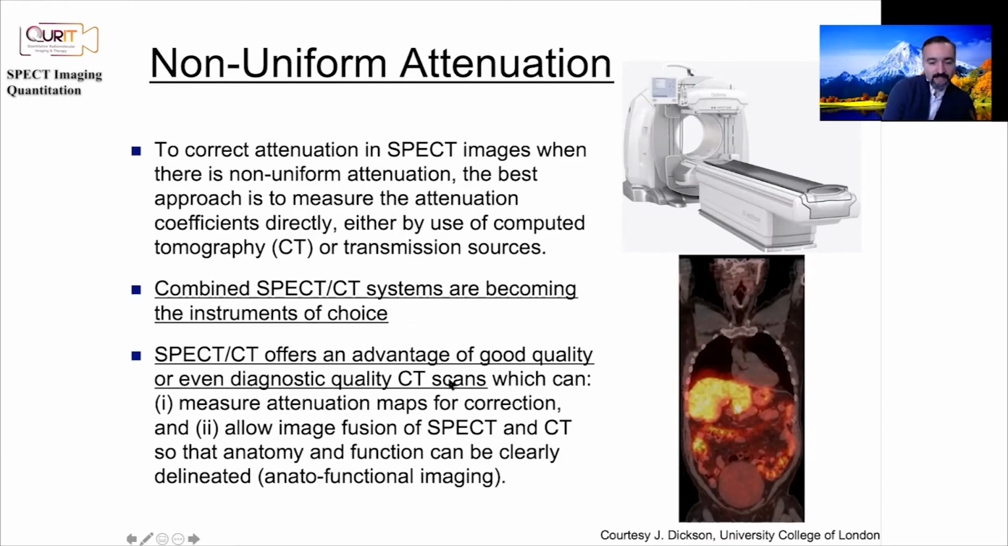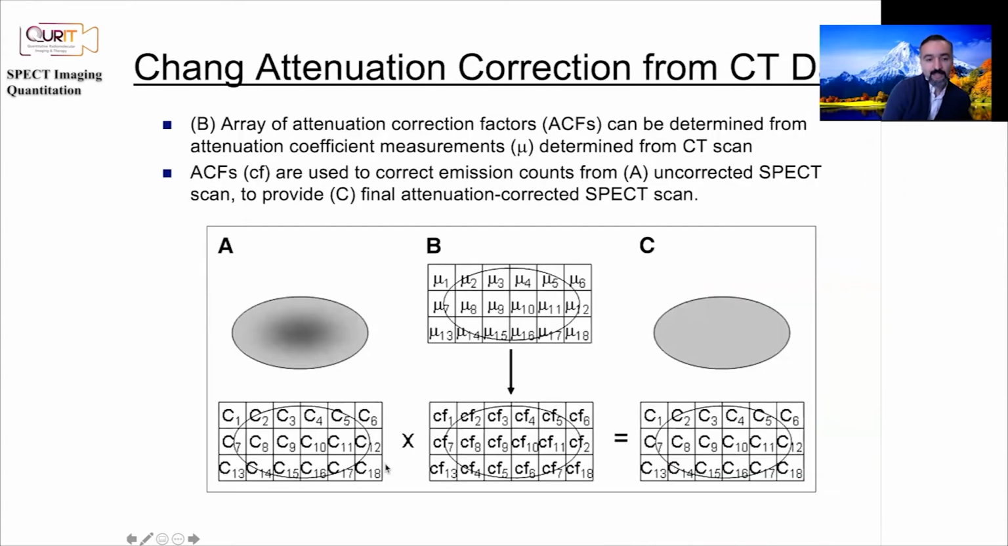SPECT CT offers an advantage of good quality or even diagnostic quality CT scans, which is the trend. So again, you're measuring attenuation maps and allowing fusion of SPECT or PET with CT, so you're doing anatofunctional imaging. Now, it turns out if you do that, then you could still do another kind of Chang correction, and that is by the following idea. So imagine that you have measured the mu maps at the different pixels, let's say using a CT scan. Now you don't assume that the mu's are uniform everywhere.